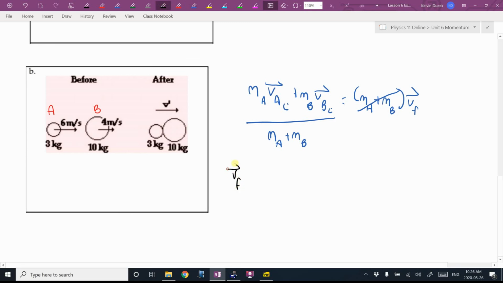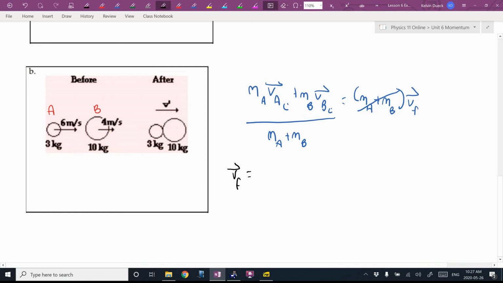Looks like the final velocity is going to be, now, mass A is going faster, but it has less mass. Mass B is going slower and has more mass. I think mass A is going to slow down. I think mass B is going to speed up, but I think the answer is going to be between 4 and 6.